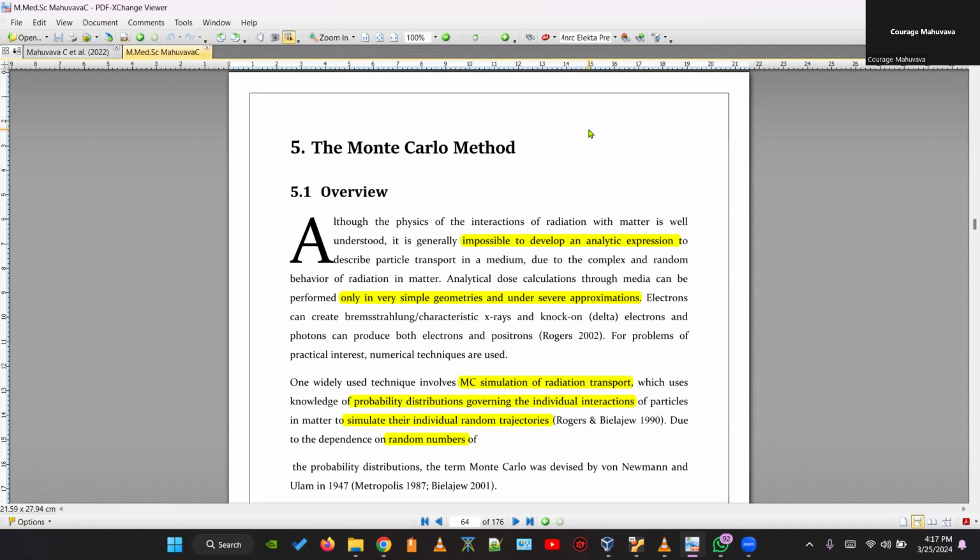Basically, the reason why we use Monte Carlo, like I said, is because of its accuracy. But not only that, it's also because we can't really calculate the dose analytically.